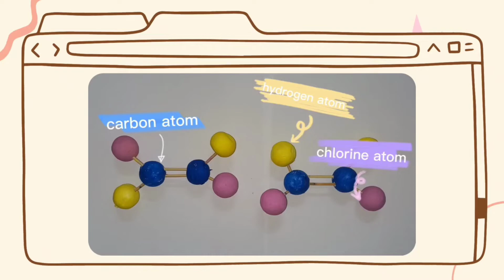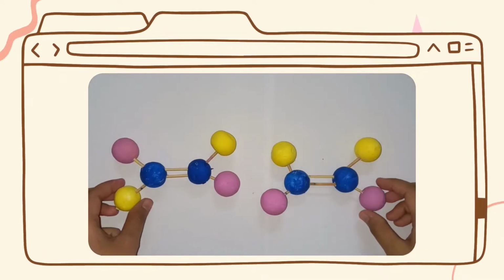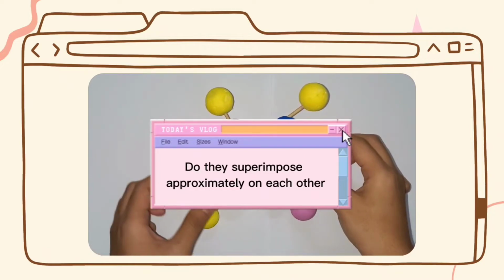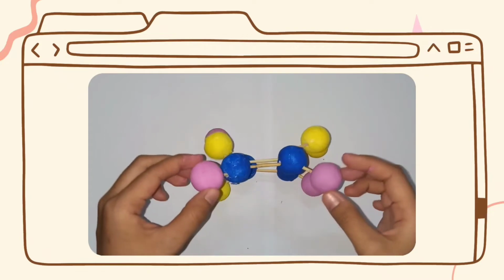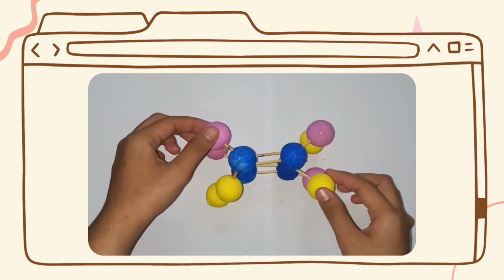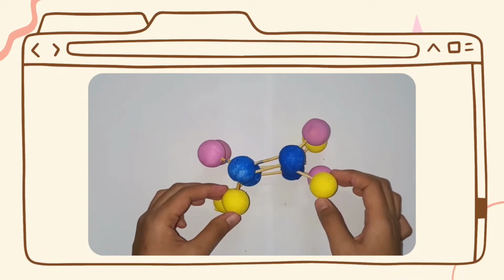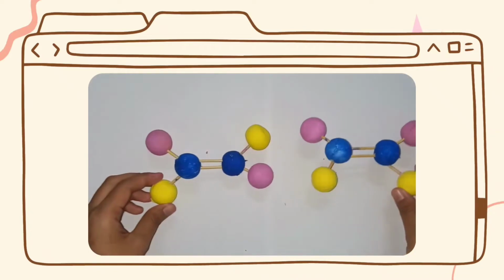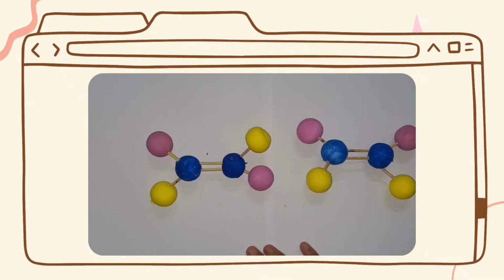Last but not least, we have two molecular models of 1,2-dichloroethene. Now let's see if we can superimpose both of them. First, throw them freely. Do they superimpose approximately on each other? No, they don't superimpose on each other. Are they the same molecule? No, they are not the same molecule.